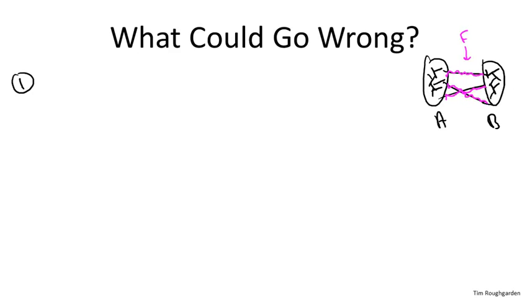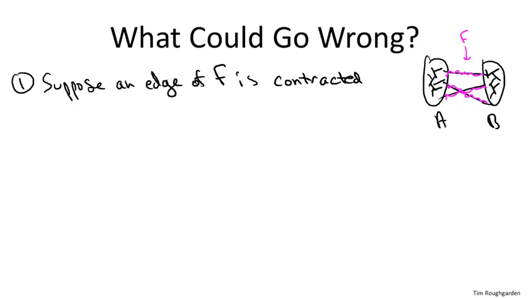Suppose at some iteration one of the edges of F gets chosen for contraction. Well, because this edge of F has one endpoint in A and one endpoint in B, when it gets chosen for contraction, it causes this node from A and this node from B to be fused together. What does that mean? That means in the cut that the contraction algorithm finally outputs, this node from A and this node from B will be on the same side of the output cut.